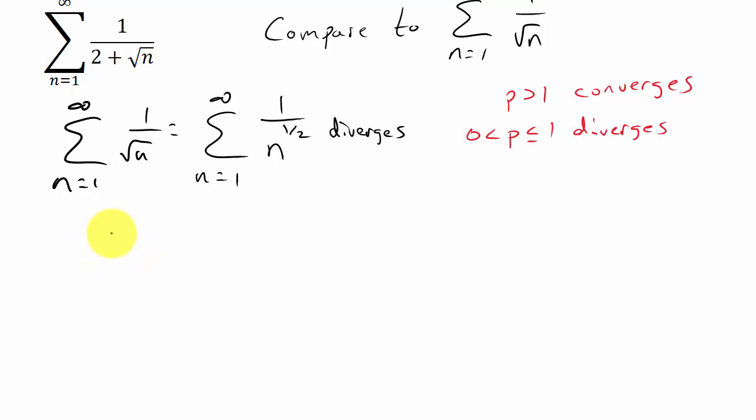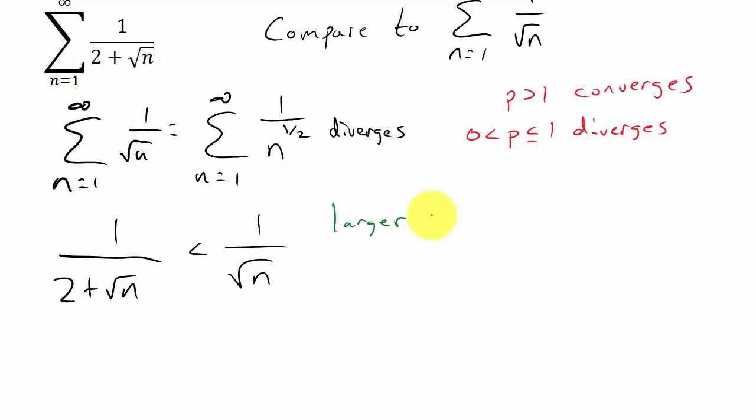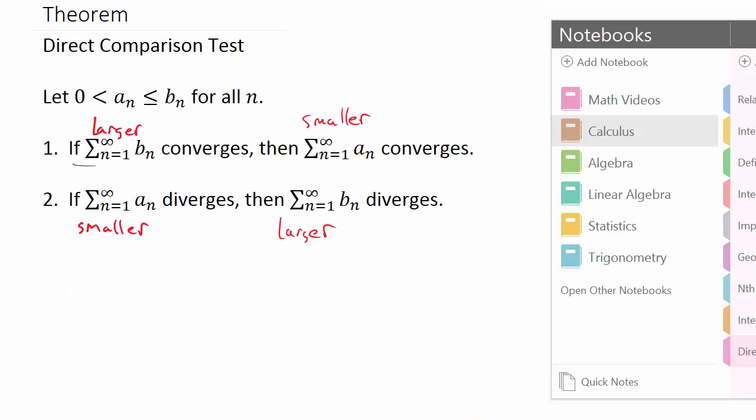Okay. Alright, so let's take a look at the two series, this one and this one. So we can see that 1 over 2 plus the square root of n is less than 1 over the square root of n. So what we have here is the larger series diverges. Okay, the larger series diverges.